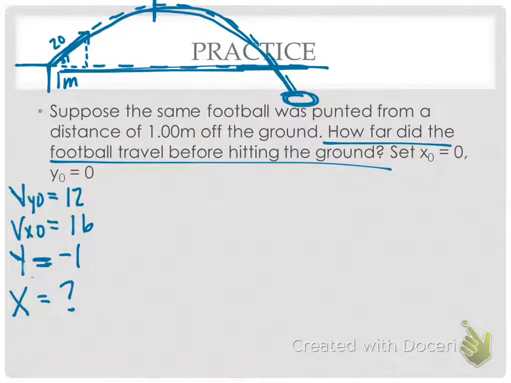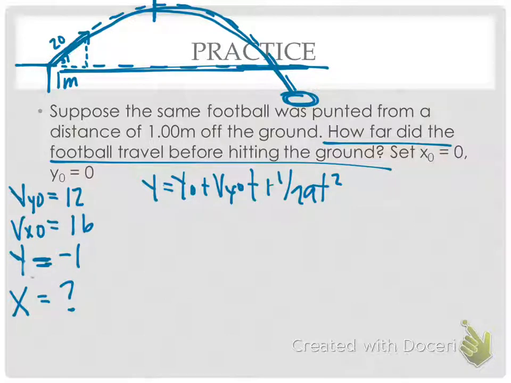In order to find our final horizontal displacement, what do we need to know? Time. Can we use the same time that we solved in the last problem? No. So we get to solve the quadratic. We almost always use the second vertical equation to solve for time: Y final equals Y initial plus VYO t plus 1/2 a t squared. That's almost always the equation we use to solve for time.